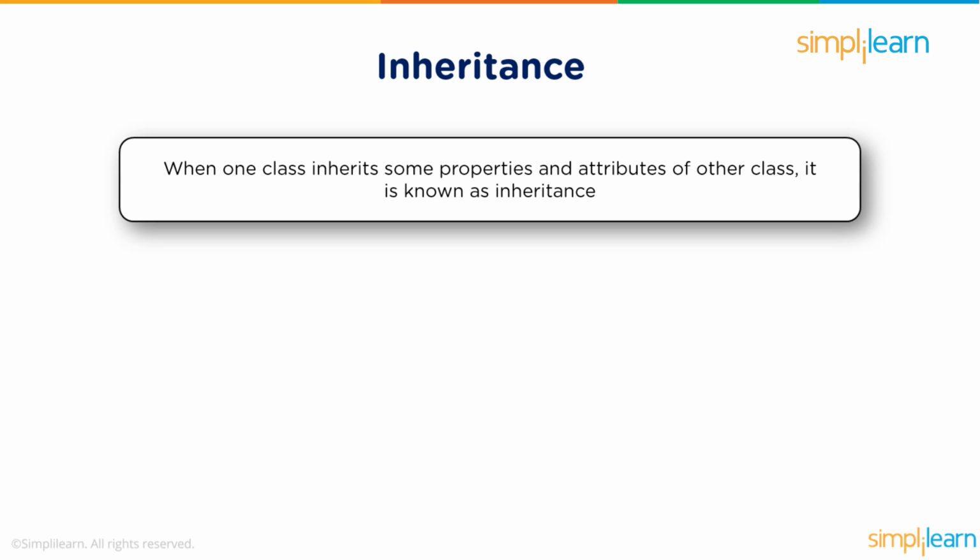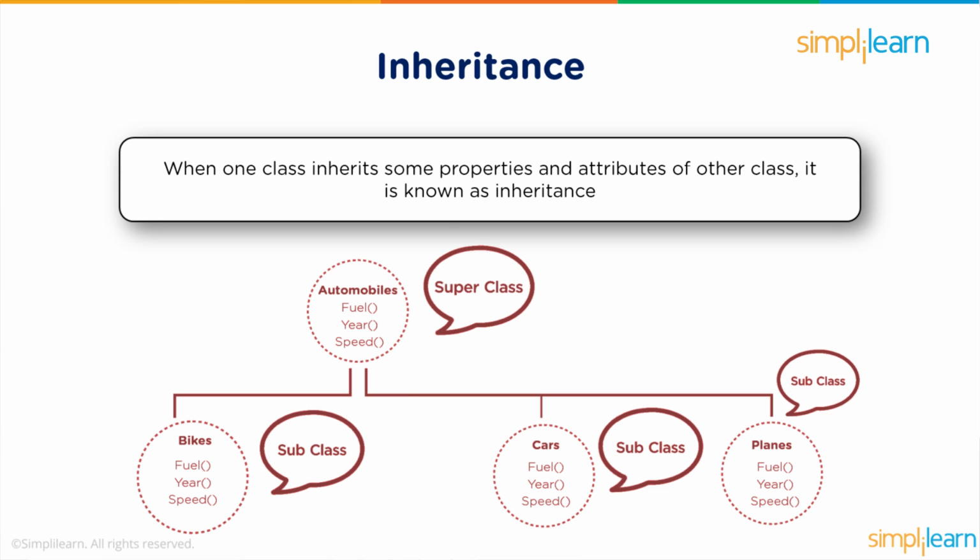Now in the end, let's see what inheritance is. When one class inherits some properties and attributes of another class, it is known as inheritance. Let's have a look at an example. In this example, automobiles is a superclass that has variables like fuel for fuel capacity, year for year of manufacture, and speed for maximum speed. The classes that inherit the variables and methods of automobiles are bikes, cars, and planes. These classes will be called subclasses.